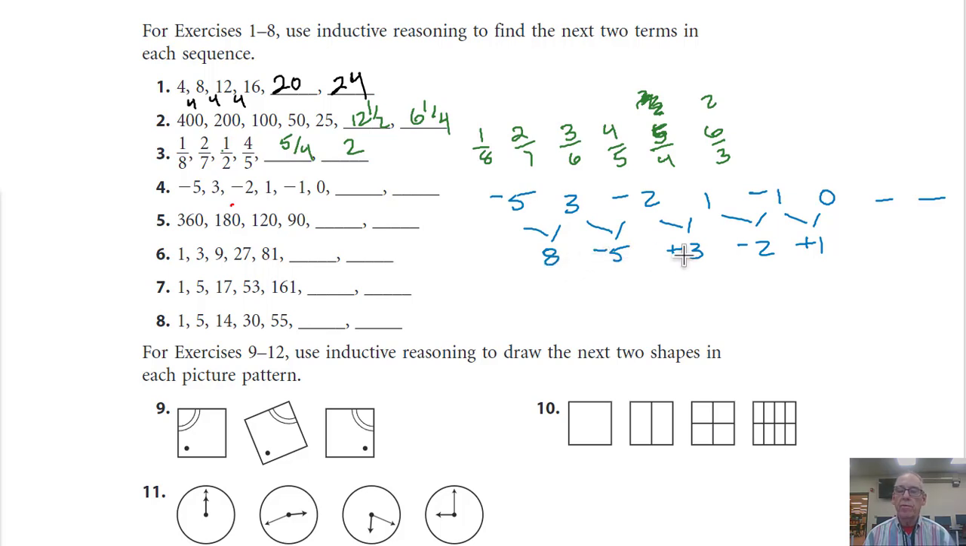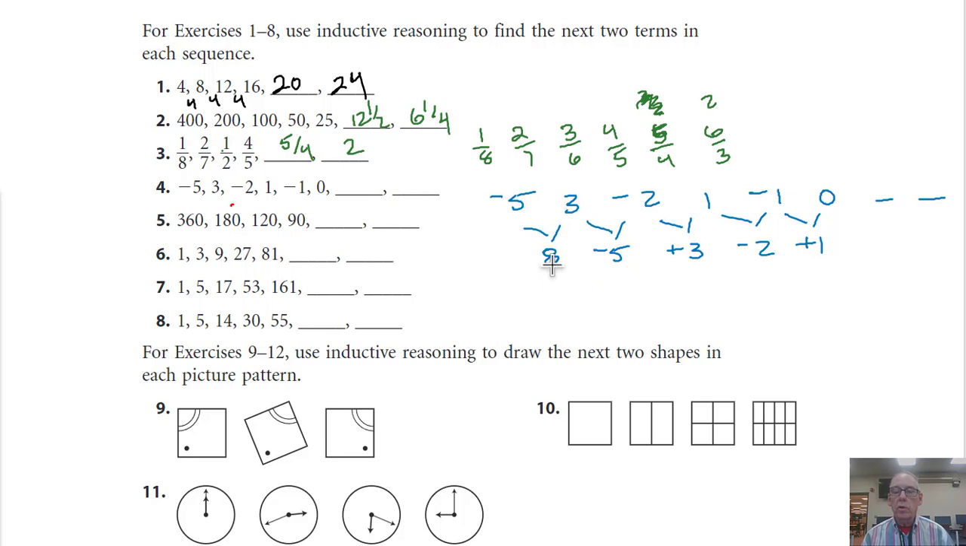8 take away 5 gives me 3. -5 plus 3 gives me -2. 3 plus -2 gives me 1. So it's almost like a Fibonacci type pattern where you're adding to the one before. So let's continue that pattern and see what we get.